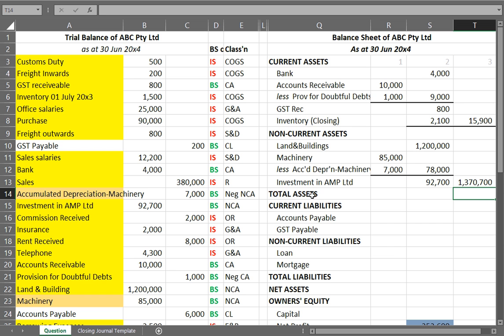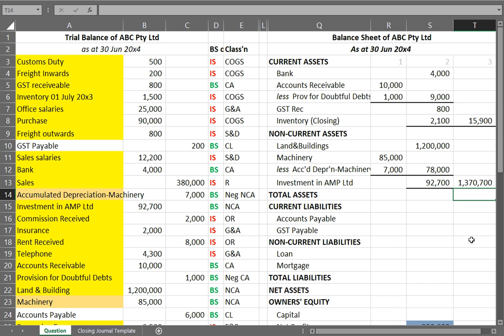Okay. Now we can calculate the total assets. Now total assets have a separate heading, so we can put it in column 3 in its own spot. And don't forget the line. All right. So total assets will be calculated as $15,900 plus 1,370,700. Okay. That's your total asset.